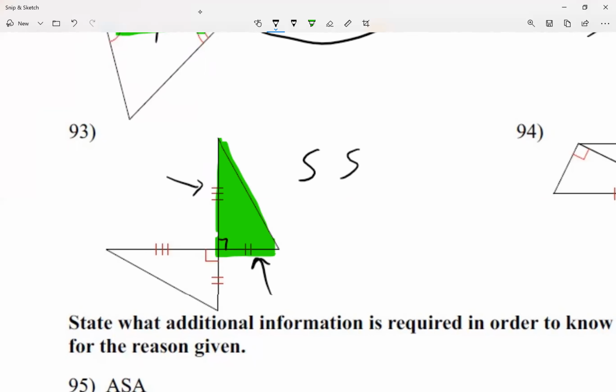Is the angle in between the sides? Yes. So I put the 8. Side angle side is a good rule. The other triangle is marked the same way, so we're good.